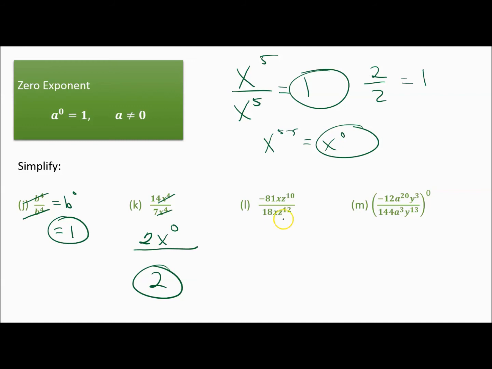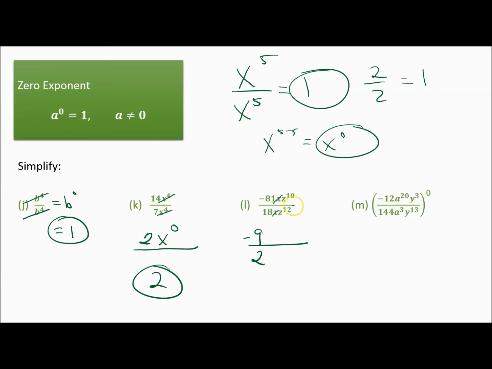Now I'm going to take a look here. I've got 3 different factors to deal with. I have a constant multiple factor, I have an x factor, and I have a z to the 10th in the top and z to the 12th in the bottom. So first let's look at the fraction part of this. I see that 9 divides into both 81 and 18. So 9 goes into 81 9 times. That negative will remain. 9 divides into 18 twice. When I look at my x's, I can think about that as x to the 0, which is 1, or I can simply just cancel them out. It's like dividing x divided by x is 1.